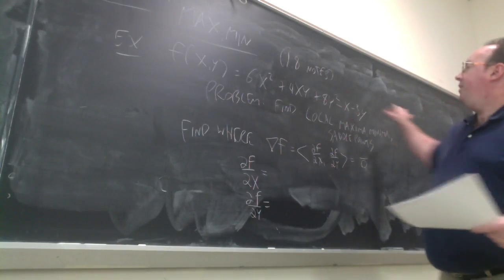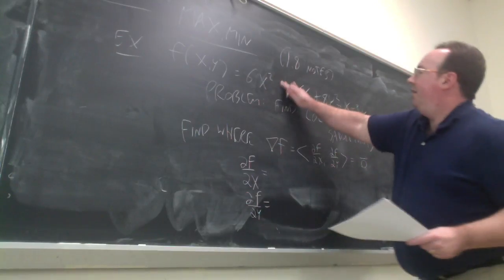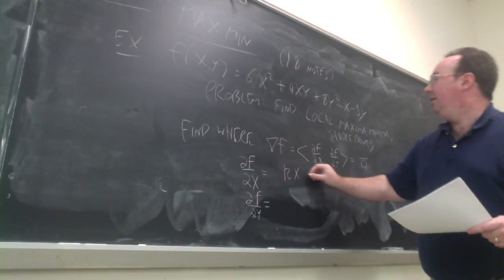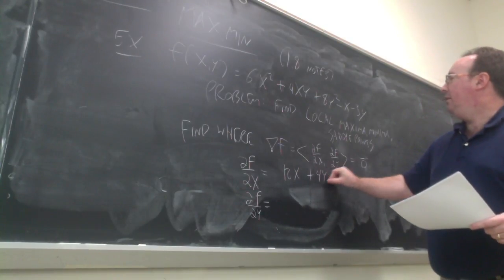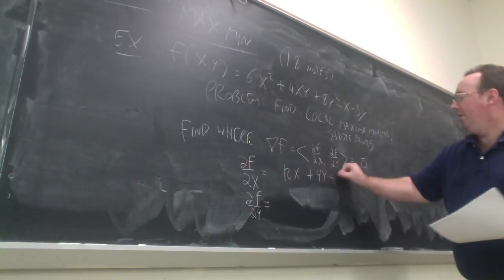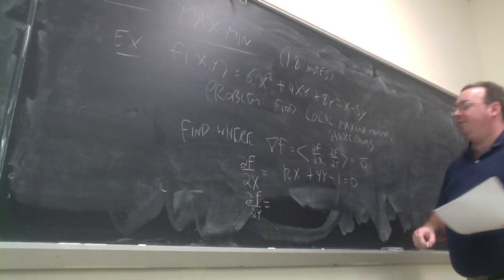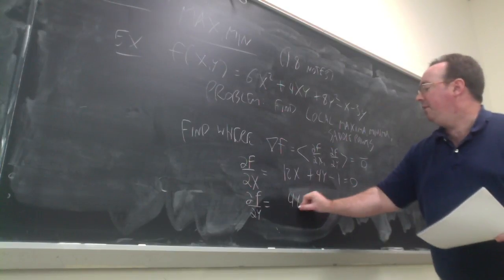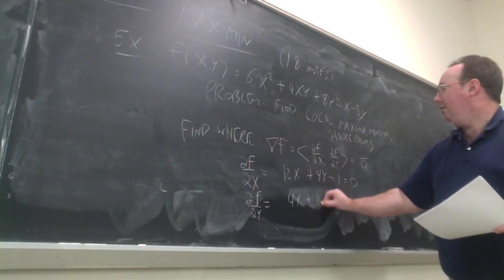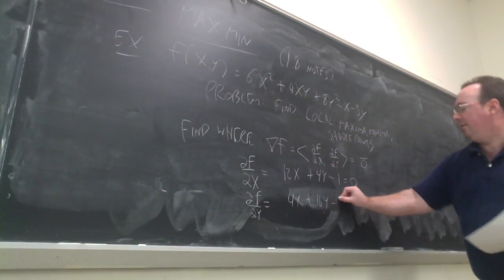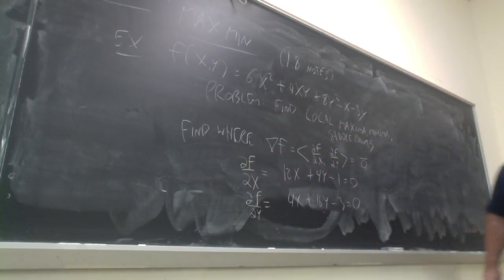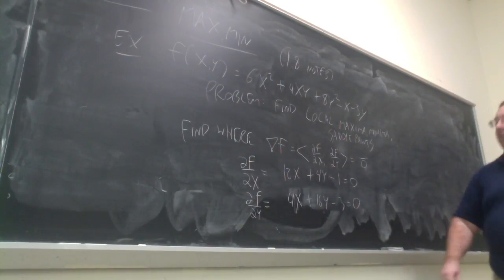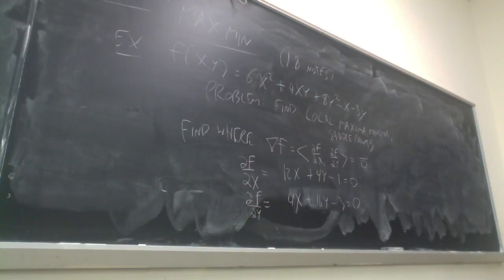So what is the derivative of this with respect to x? Yeah. Okay, so this must be equal to 0. And then the derivative with respect to y? 4y plus 16 minus 3. Yeah. Okay. Wait, would it be 4x? Yes, for x. Okay. All right.